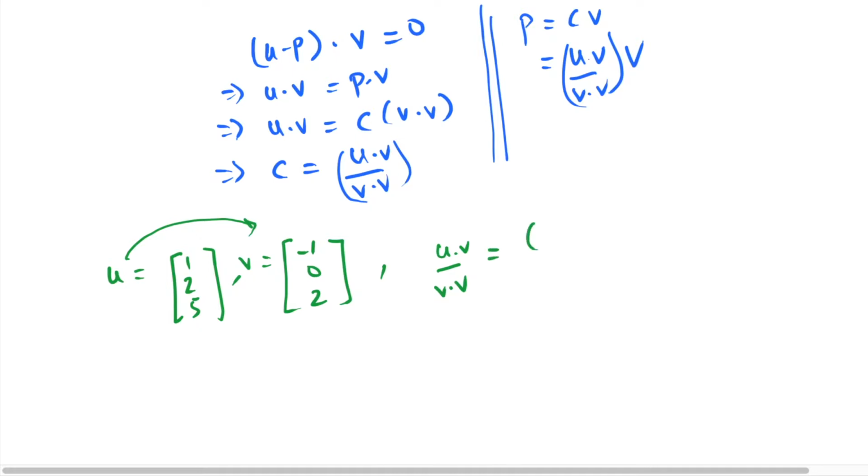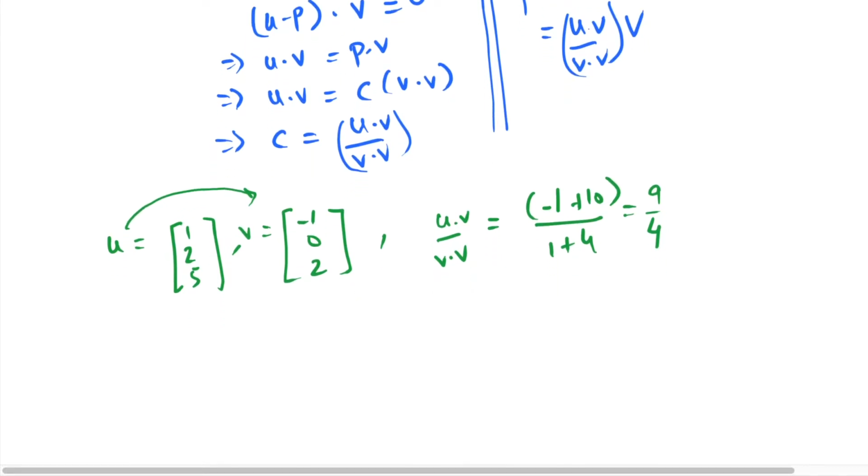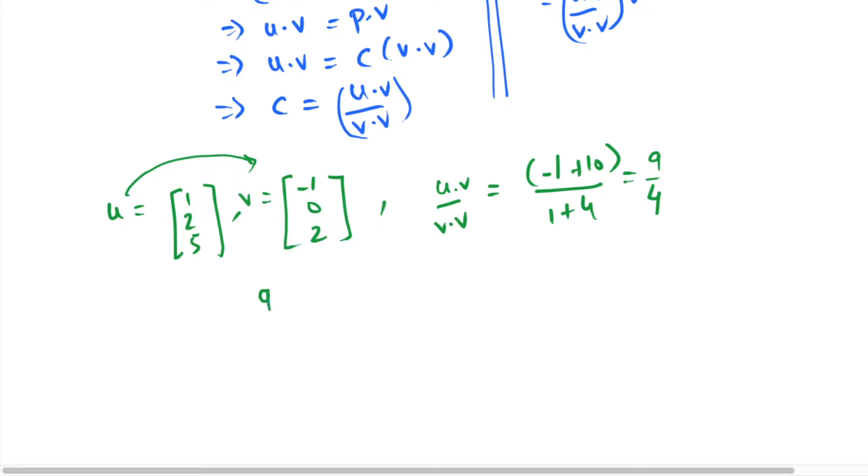We can do that by first of all calculating what is u dot v by v dot v. And let's calculate that. So I think that will be (-1 plus 10) divided by (1 plus 4). So this will be 9 by 5. So the projection of vector u onto vector v will be equal to 9 by 5 v, and that will be equal to (-9/5, 0, 18/5).